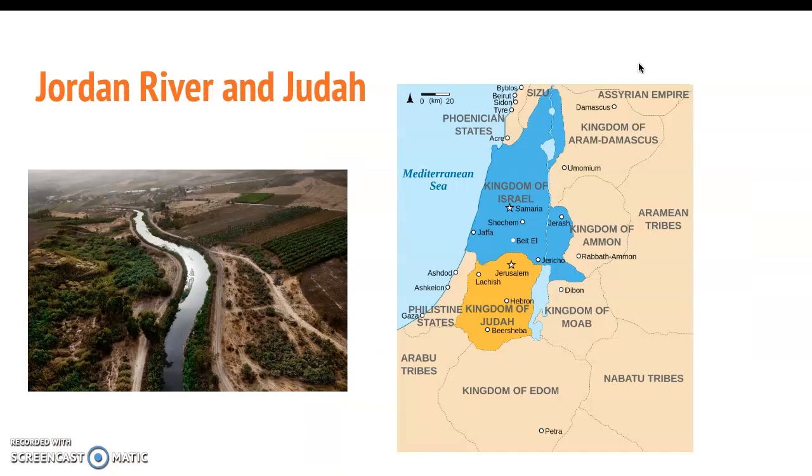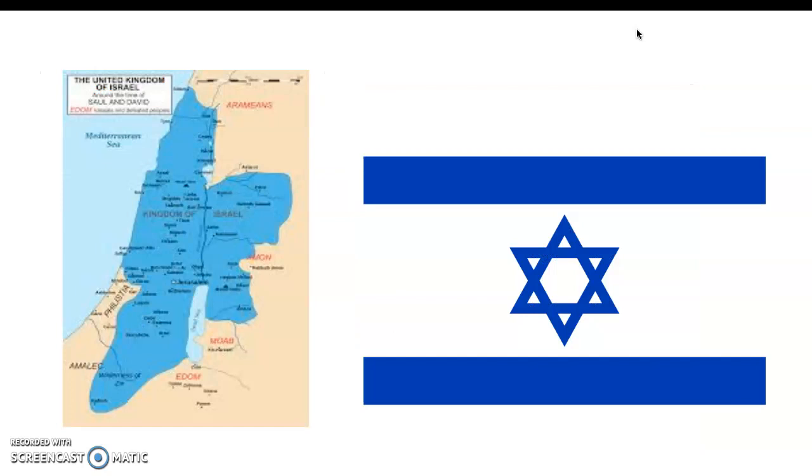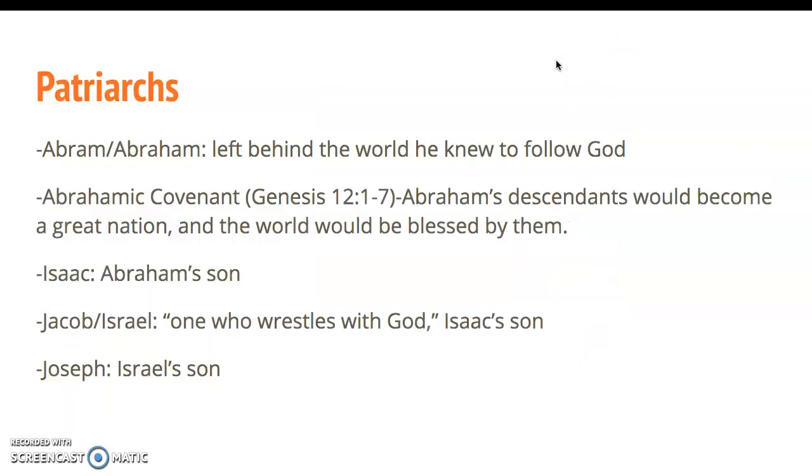So the Jordan River is the most prominent river that runs through the western side of it. It provides a lot of good farmland around it. It has several lakes, the Dead Sea, Sea of Galilee, things like that, as you're working your way up. And this is the Israeli flag, which has the Star of David on it.